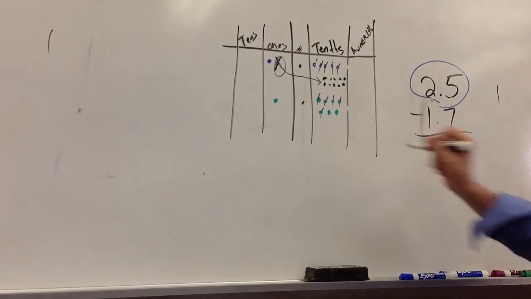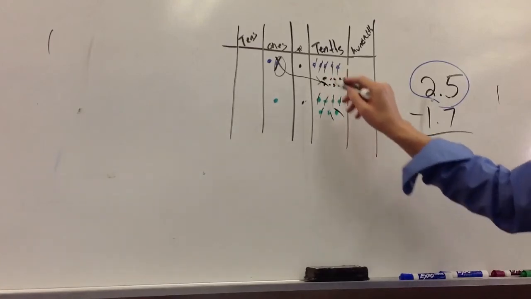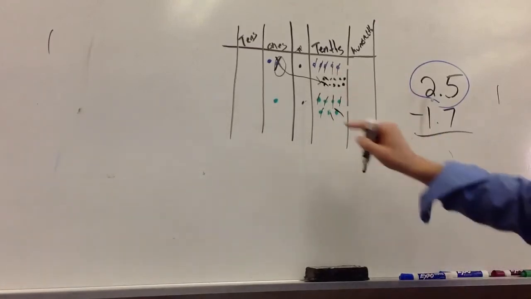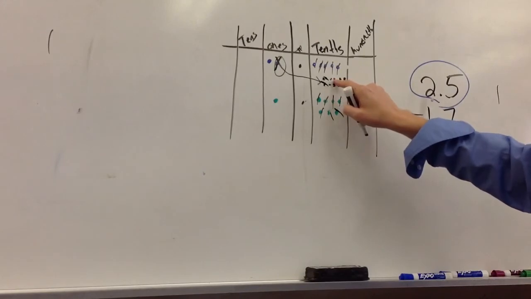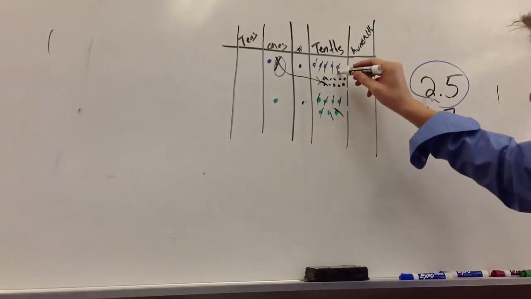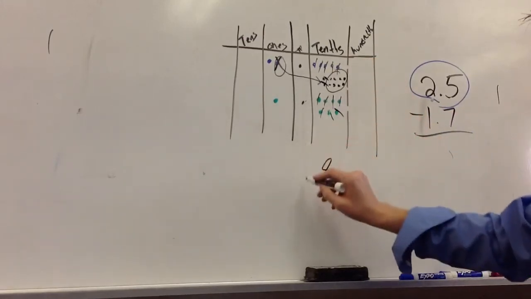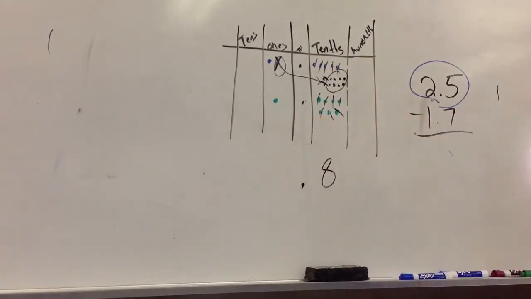Now back to getting rid. We've got to get rid of that one, that one, that one, and that one. So now let's see how many we have left. 1, 2, 3, 4, 5, 6, 7, 8. We have 8 of them left. So we're going to write an 8 down here. Get rid of the decimal.